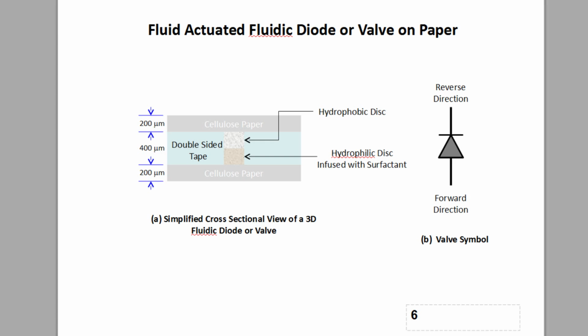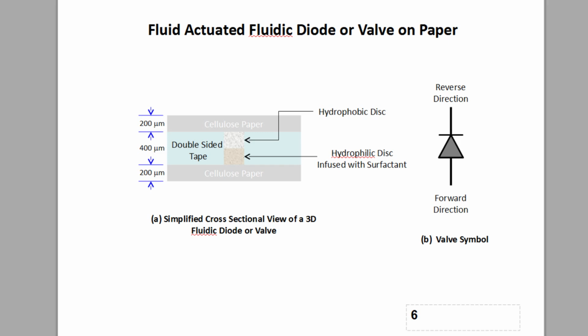The hydrophobic disc has been soaked in a solution which renders its fibers hydrophobic, but remains porous. The hydrophilic disc is infused with Tween 20 surfactant. A symbol of our paper-based microfluidic valve is shown to the right side of the slide.